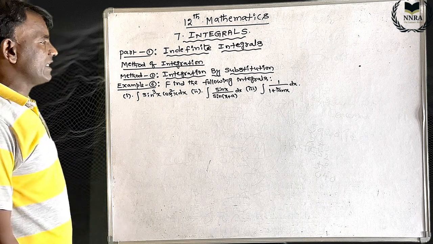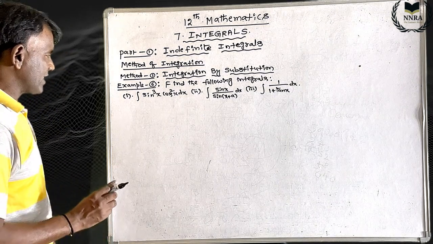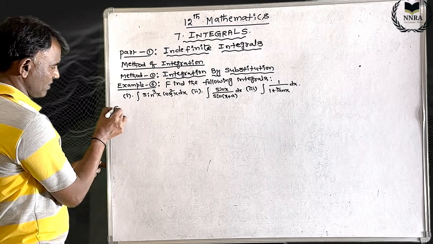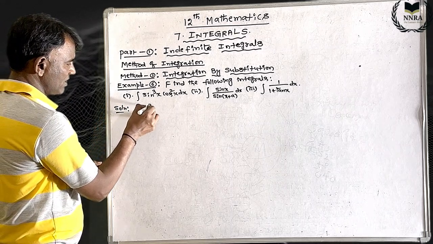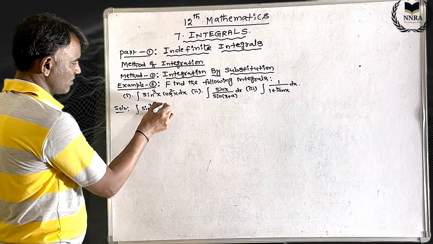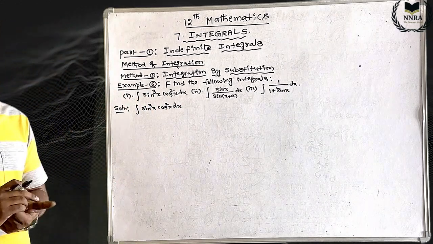Now example number 6. Find the following integrals. In that, the first question is integral sin³x cos²x dx. So how to simplify this?